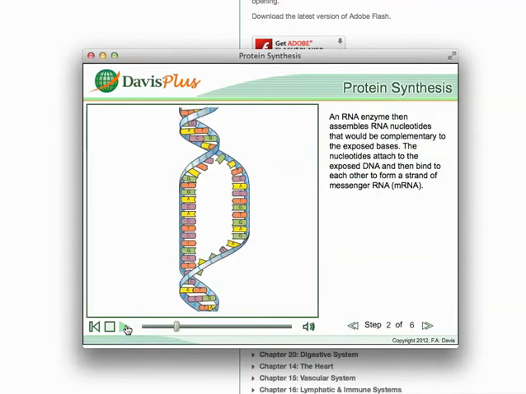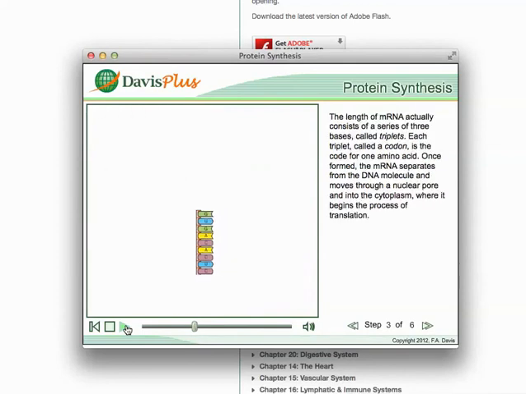An RNA enzyme then assembles RNA nucleotides that would be complementary to the exposed bases. The nucleotides attach to the exposed DNA and then bind to each other to form a strand of messenger RNA, mRNA. The length of messenger RNA actually consists of a series of 3 bases called triplets. Each triplet, called a codon, is the code for one amino acid. Once formed, the messenger RNA separates from the DNA molecule and moves through a nuclear pore and into the cytoplasm, where it begins the process of translation.